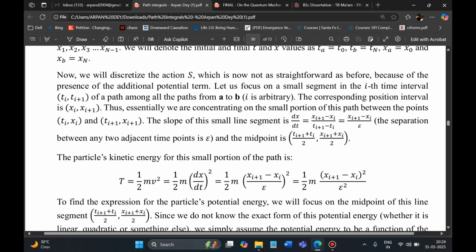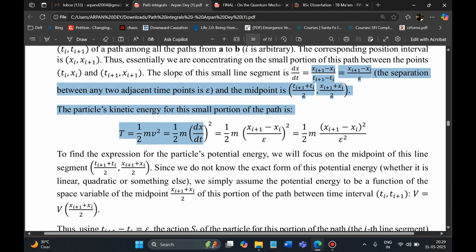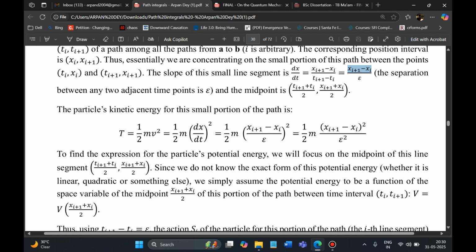So the particle's kinetic energy is easy to calculate. It's half mv square, which is half m. In place of velocity, we can write dx dt, and in place of dx dt, we can write this expression we got right over here. Then we can write half m, xi plus 1 minus xi whole square over epsilon square. This is my kinetic energy T.